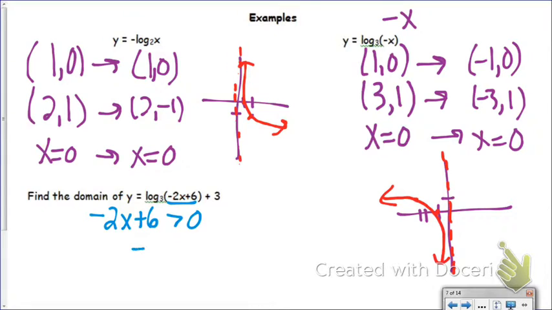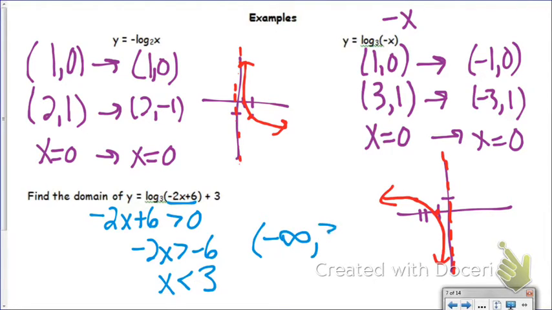So I subtract 6, divide by negative 2, and just remember when you divide on inequalities, if you divide or multiply by a negative, you flip the sign. So I know I need x values that are less than 3, and just be comfortable rewriting these in interval notation, since that's what we see most often. In interval notation, that would be negative infinity to 3.